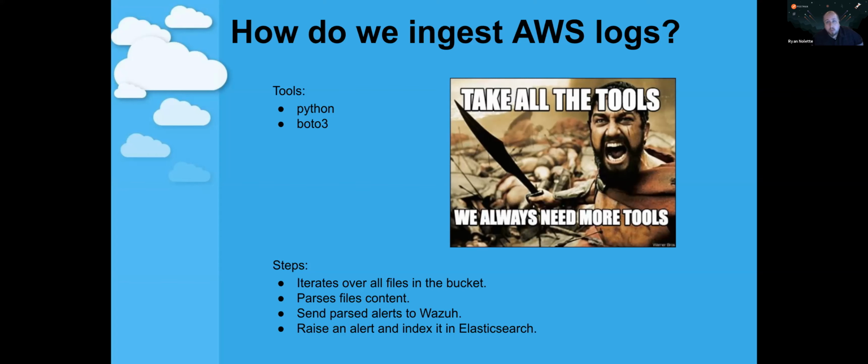So here, what we use for the Wazoo agent is it's built in Python and it uses Boto 3. Boto 3 is the AWS CLI Python module, basically, and it allows you as a framework to interact with the AWS API directly, and it's pretty straightforward. The integration iterates over files, so that would be the things in the S3 buckets that we're storing, and it parses the file contents to get events. It sends the retrieved events to Wazoo, and then it raises an alert and shows it in Kibana.